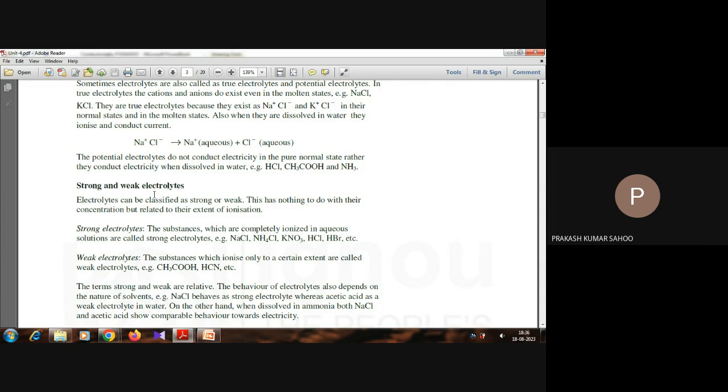And similarly, there are weak electrolytes. In weak electrolytes, just wait, student.